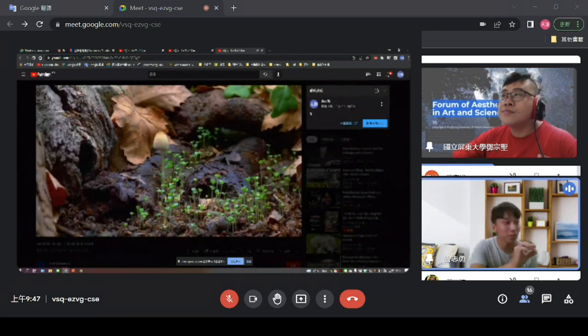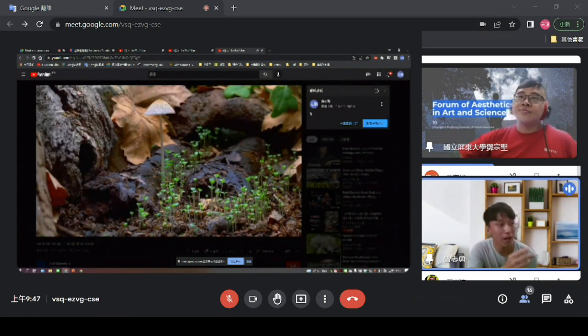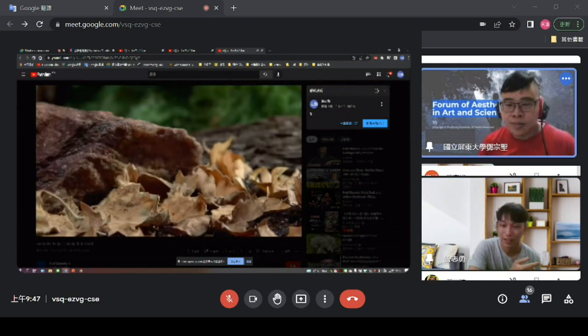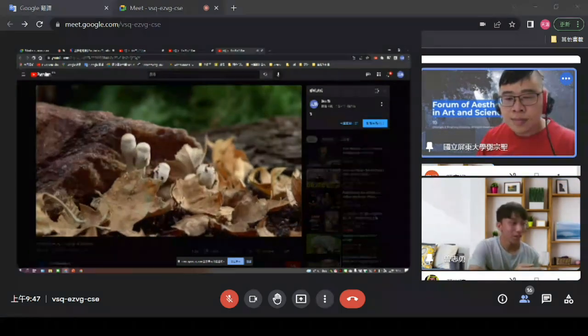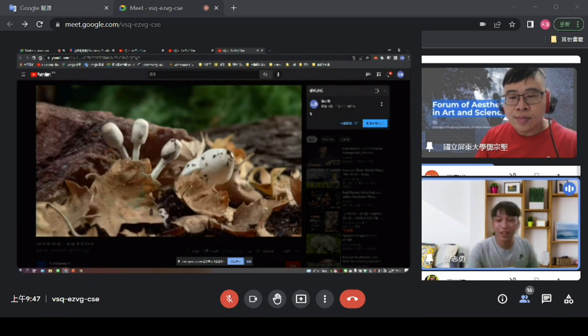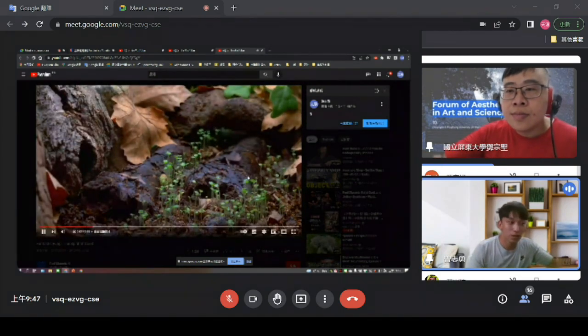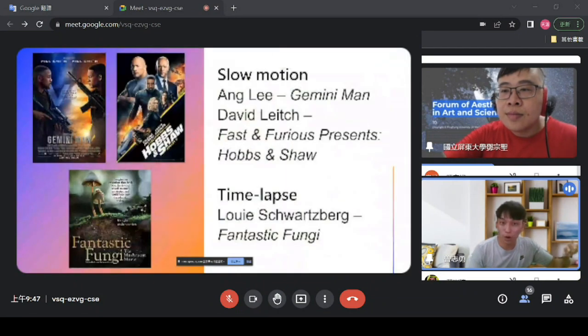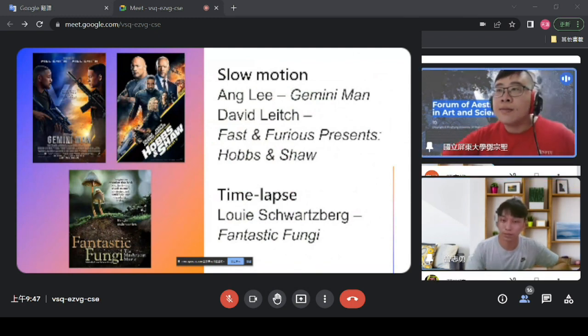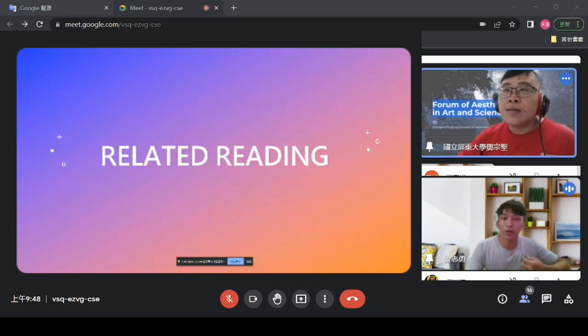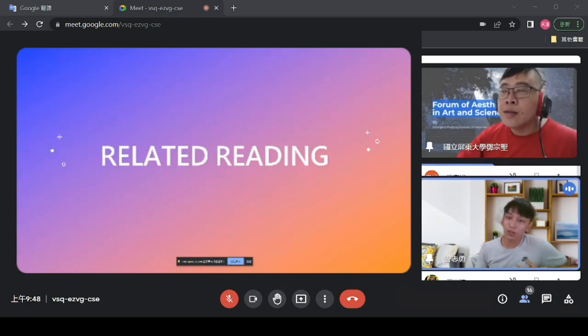Okay, you can see the fungi is small and grows up to a large fungi. If you want to see a huge change, you need to take a very long time video, maybe a week or a month. So it needs a lot of time to show the time-lapse change. Okay, let's talk about the related reading.